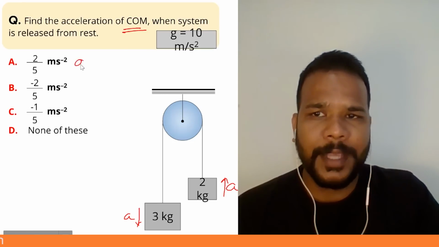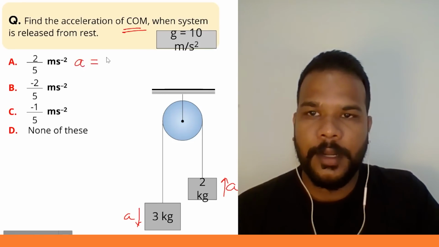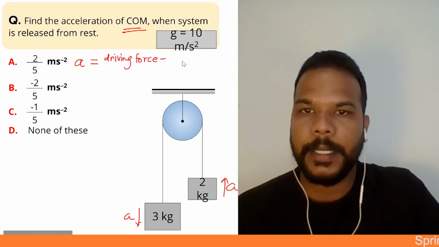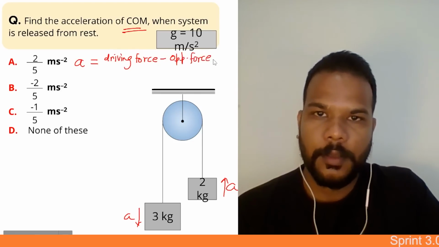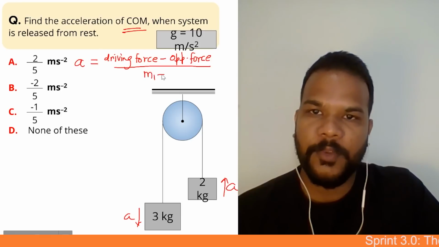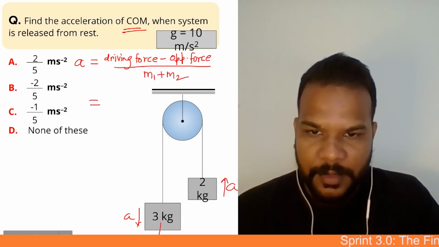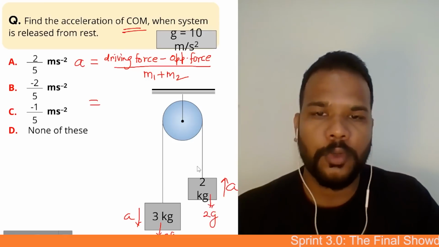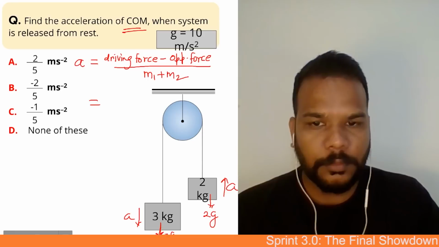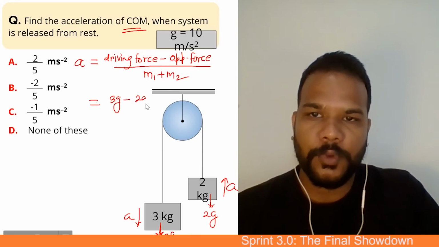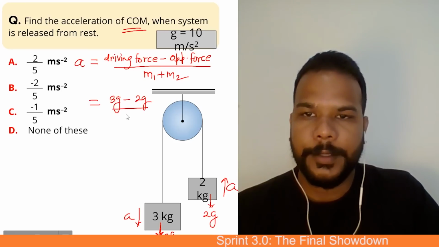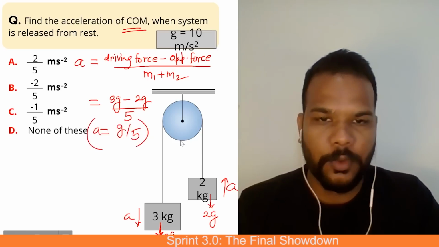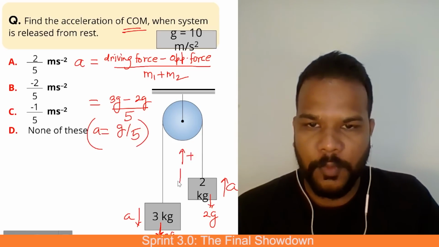So acceleration is found by using driving force minus opposing force divided by the total mass m1 plus m2. So here the driving force is the weight of 3 kg mass, 3g, and the opposing force is 2g. You can also solve it by writing equations. Okay, so driving force is 3g, opposing force is 2g, total mass is 2 plus 3 that is 5. So this is g by 5. That's the acceleration value. The only thing is this direction is positive, downward direction is negative.